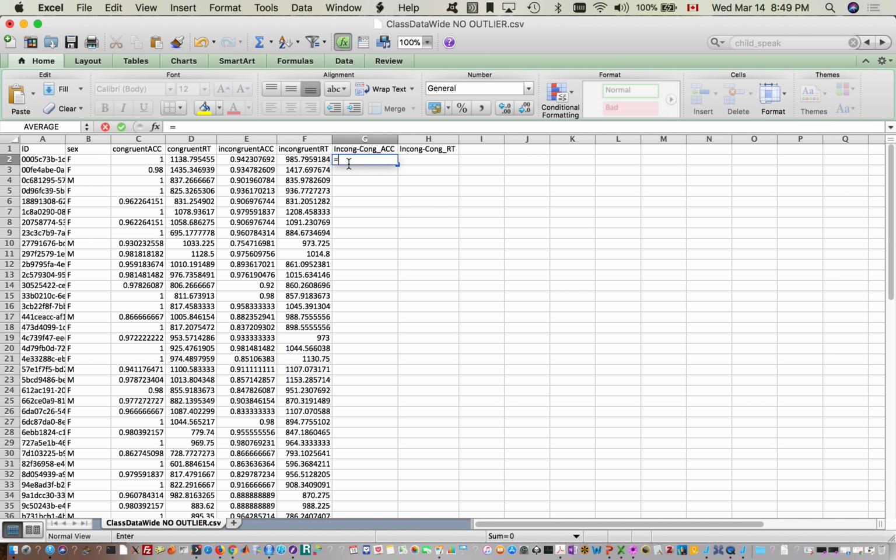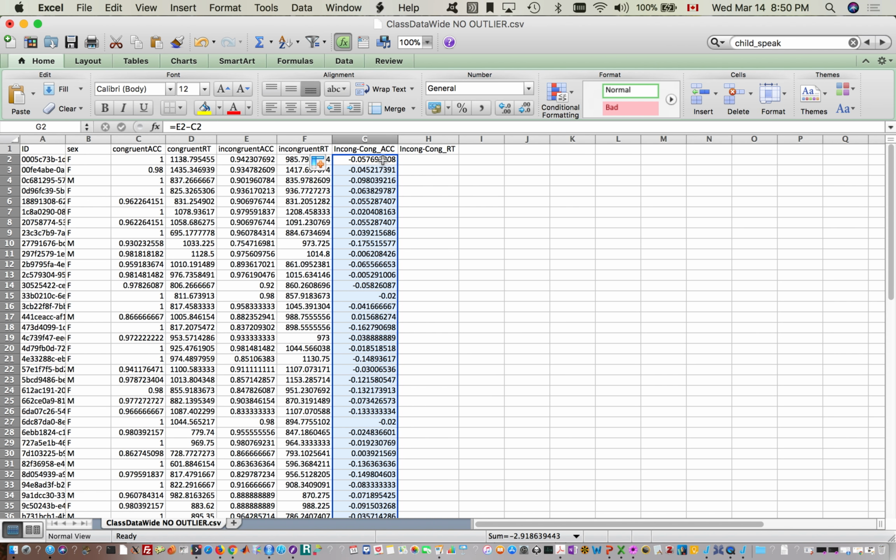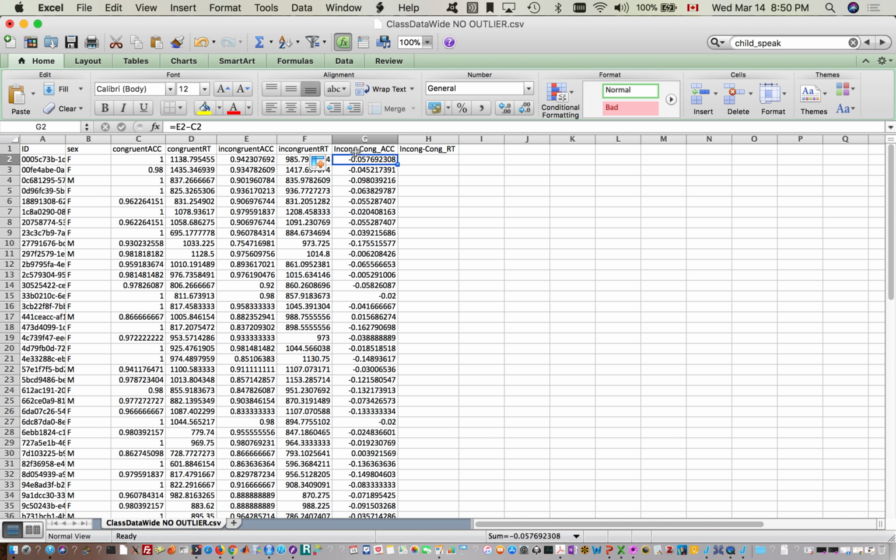If you want to do this quickly, you can just type in a quick formula in Excel, say equals, and we're going to look for the incongruent accuracy. So the incongruent accuracy is over here. Subtract, and the congruent accuracy is over here. And we're just going to do that. So to the extent that you have a larger negative number, you were more affected by the incongruent task. So you were more adversely affected by the incongruent task.